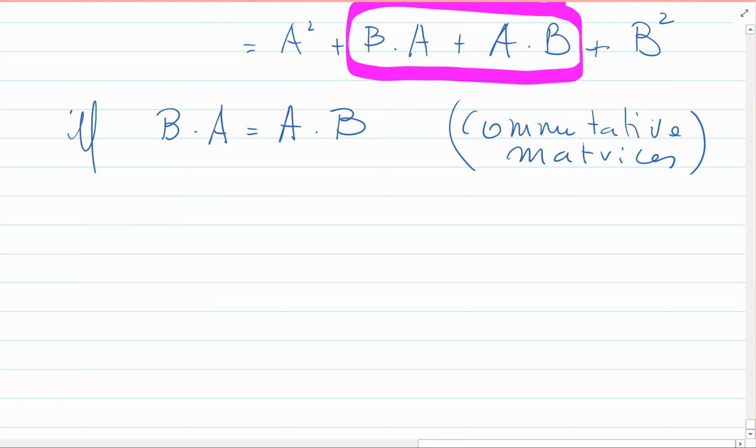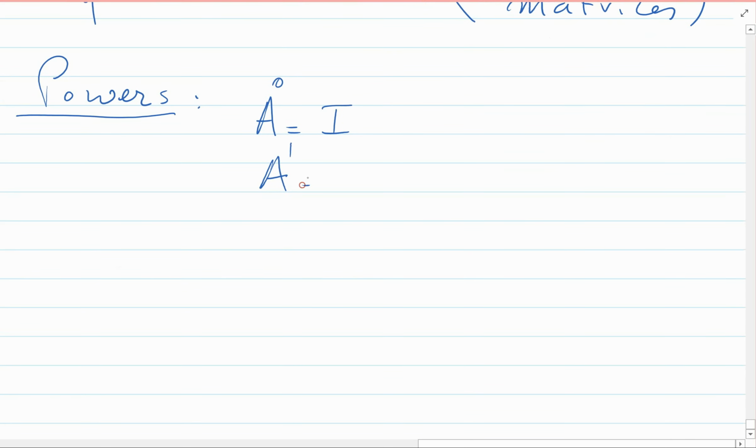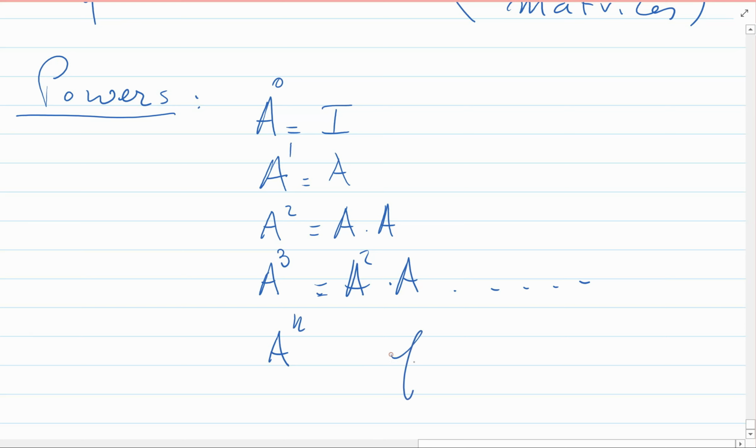Okay, so what happens now when we deal with something very simple, which is the same matrix? We take the product of the same matrix. So we start with A to the power 0 equal to the identity matrix. We're talking about square matrices, by the way. So A to the power 0 equals I. And then we have A to the power 1 equals A, A to the power 2 equals A times A, A to the power 3 is A to the power 2 times A, etc. So this way we can define A to the power n for n equals 0, 1, 2, etc.